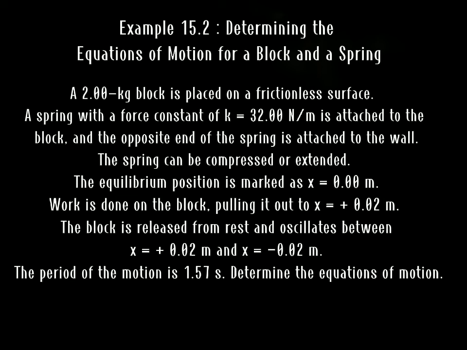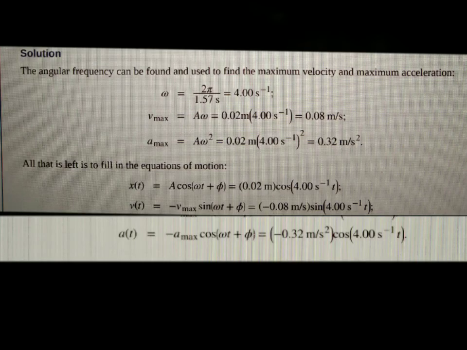The equilibrium position is marked as x equals 0.00 meter. Work is done on the block, pulling it out to x equals plus 0.02 meter. The block is released from rest and oscillates between x equals positive 0.02 meter and x equals negative 0.02 meter. The period of the motion is 1.57 seconds. Determine the equations of motion. We first find the angular frequency. The phase shift is 0.